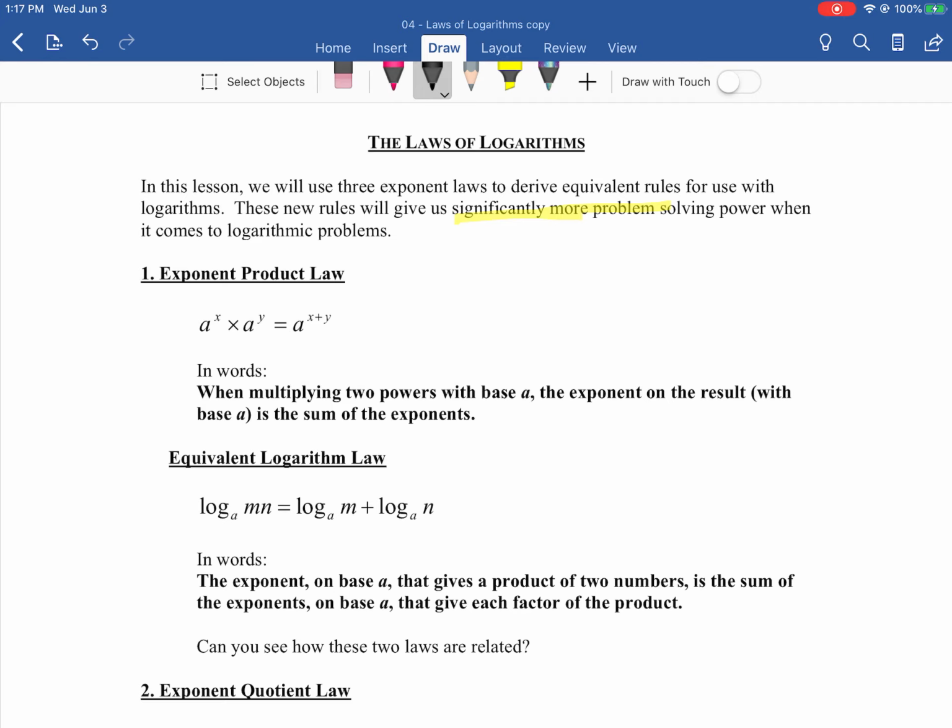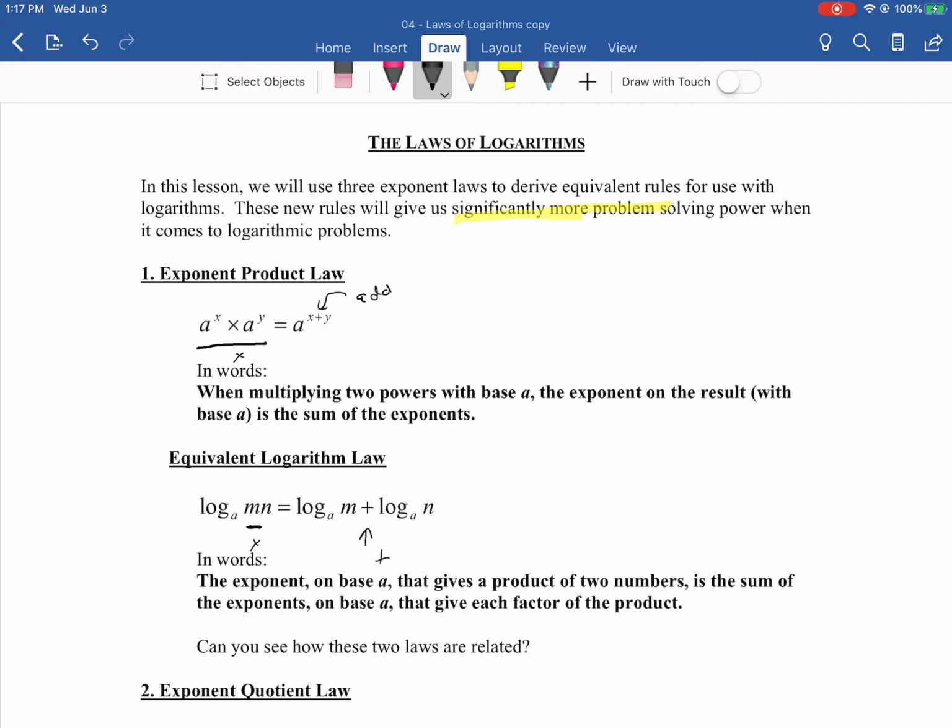Way back in grade 9, you learned the first exponent law. It was called the exponent product law. And when you were multiplying 2 things, and listen carefully to my words because that's what matters, when you're multiplying 2 things, it turned into adding the exponents. So multiplying became the operation of adding when doing exponents. The same thing happens with logs. The operation of multiplying inside a log can be broken into addition between 2 logs.